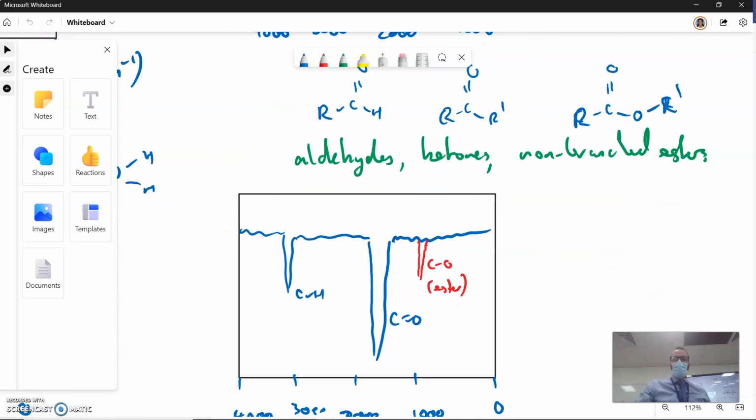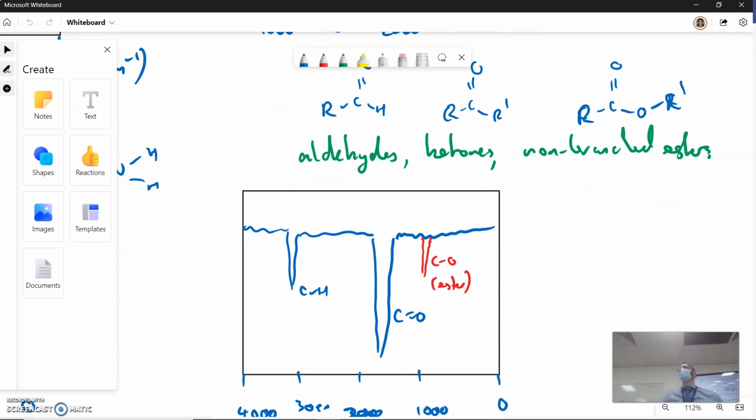Lastly, our aldehydes, ketones, and non-branched esters are all going to be very similar. They're going to have that C double bond O stretch and a C to H stretch, and that's it. We might have a C to O stretch corresponding to the ester as well, but that's in the fingerprint region. So we're not expected to analyse peaks that are within the fingerprint region. So if I have a spectroscopic question and I'm looking at whether it is an aldehyde, a ketone, or an ester, I need to use other spectroscopic techniques to deduce what that might be.